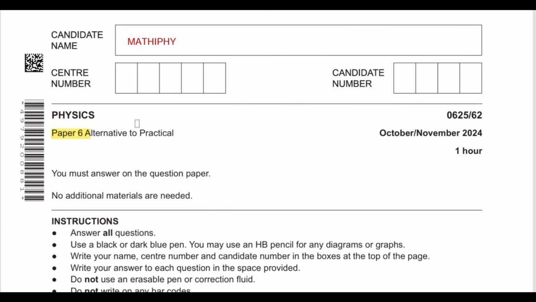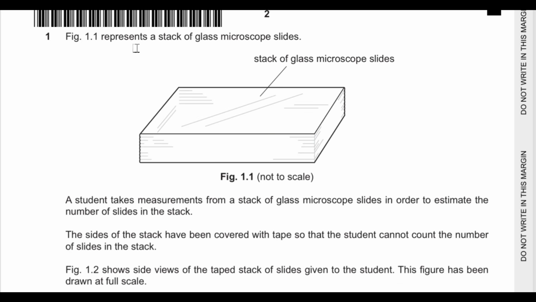In today's video we will do paper 6 of course code 0625 October November 2024 variant 2. So question number 1 is saying figure 1.1 represents a stack of glass microscope slides. Here we have microscope slides which are stacked over each other.